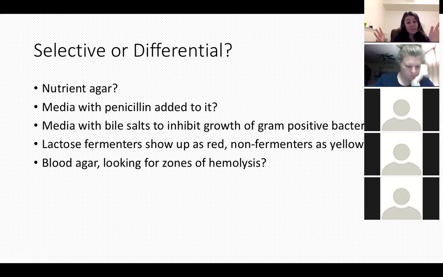But we didn't necessarily add anything to the blood agar that is going to select against the growth of some microbes and for the growth of others. Okay, these are tricky. That's why we're practicing them. They're hard.